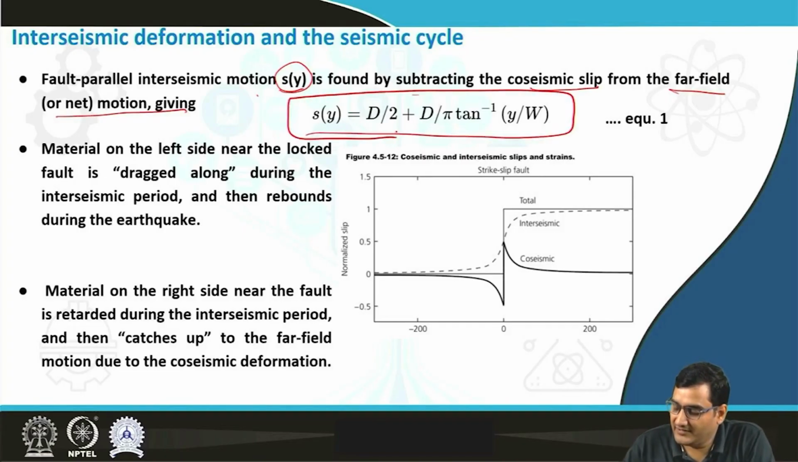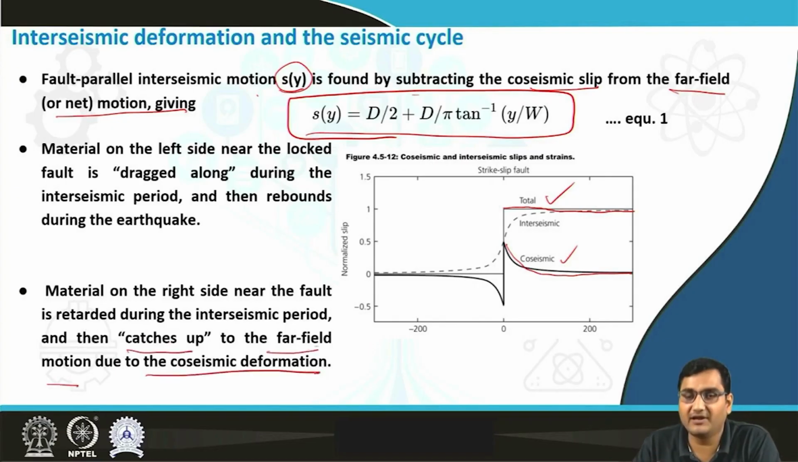And you can see this figure here. So here what we are talking about, this total displacement is given, and this co-seismic displacement is also given. So inter-seismic can be found out by subtracting the co-seismic from the total deformation. So material on the left side near the locked fault is dragged along during the inter-seismic period and then rebounds during the earthquake. Material on the right side near the fault is retarded during the inter-seismic period and then catches up to the far field motion due to the co-seismic deformation.